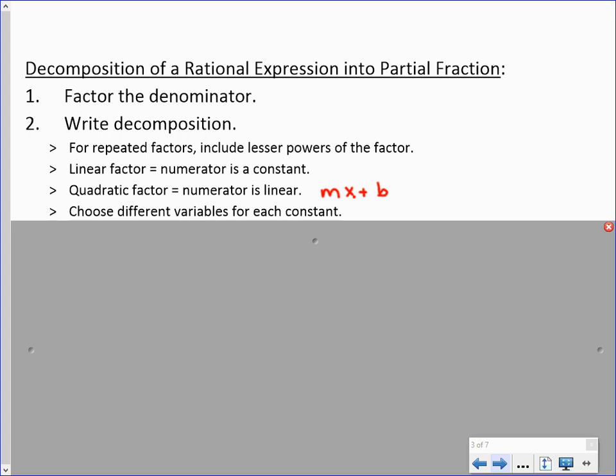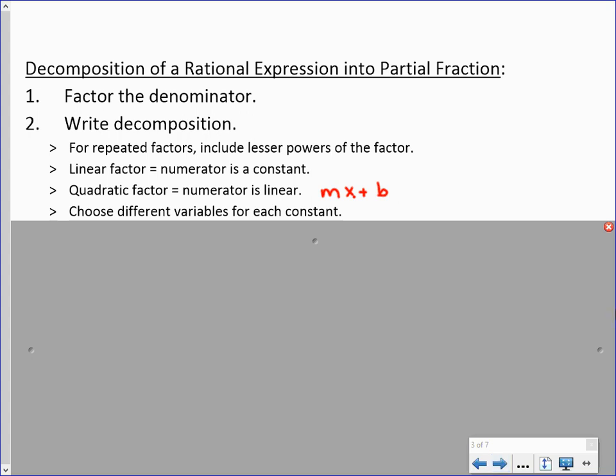So if it was the first one that I was writing, I might write Ax plus B. Or if I've already used A, Bx plus C, or Cx plus D. So I'm just substituting in those constants for the m and the b. And then always remember, don't repeat any of your constants. Every time you write a new constant in the numerator, use a new letter.